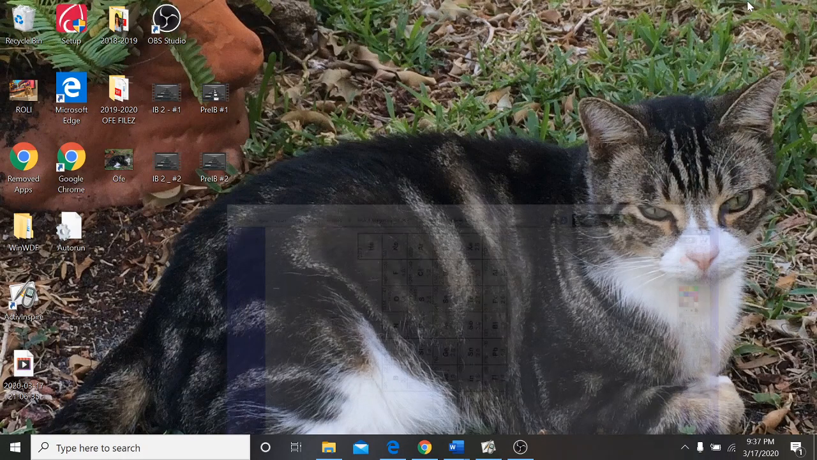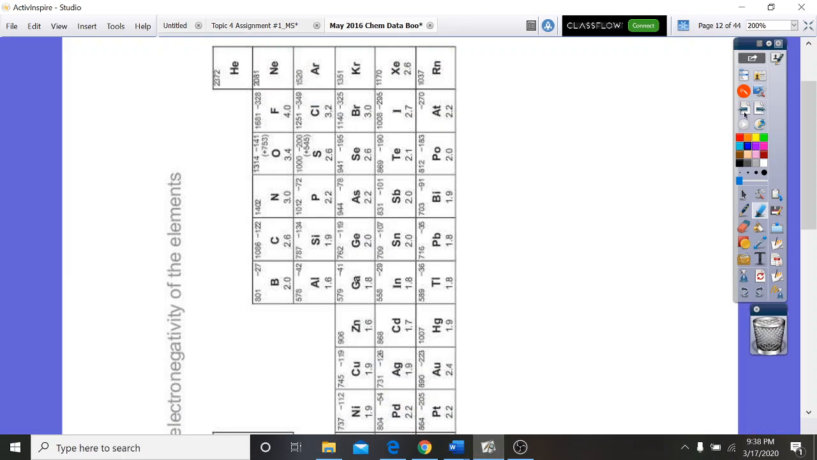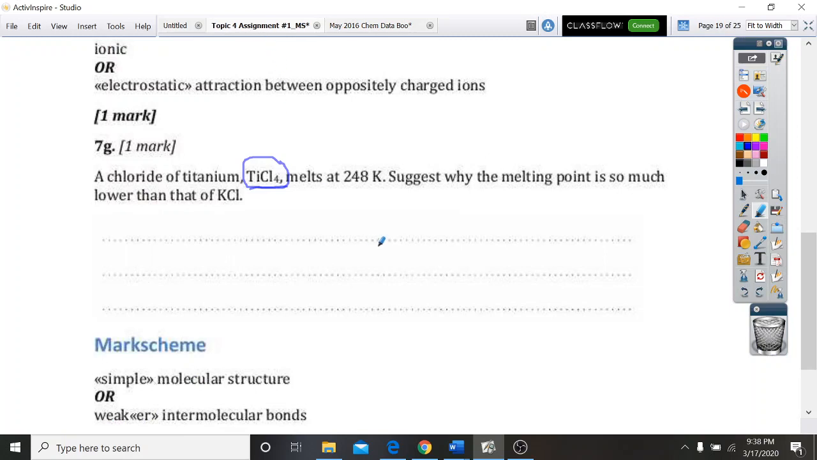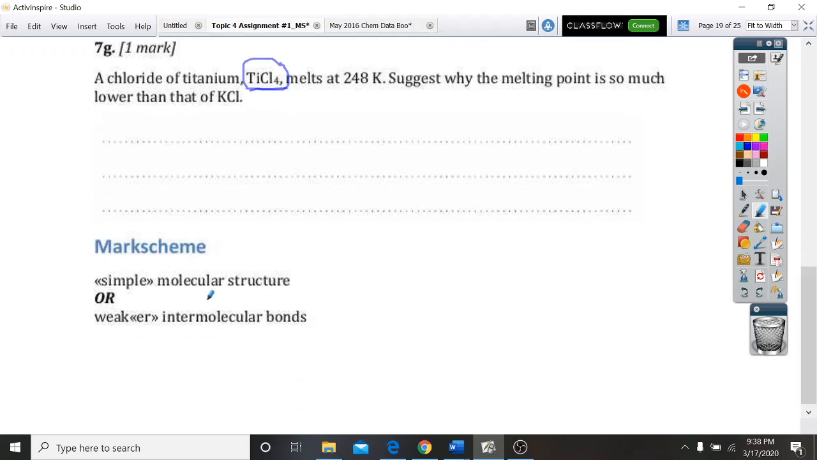That difference is not actually different enough for this to be ionic. So that is why this is mostly covalent. This is mostly covalent. Therefore, the melting point is actually lower than that of KCl, and you'll notice that the answer says titanium chloride is molecular.